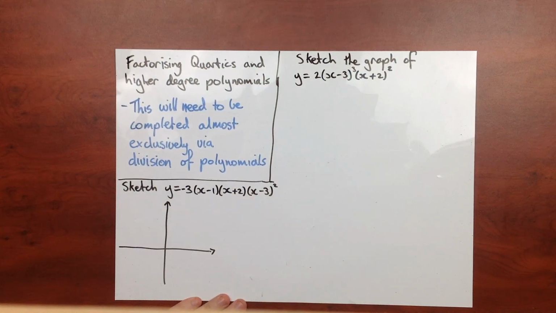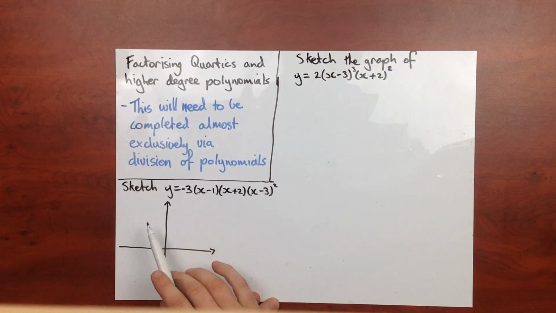So if we look at factorizing quartics and higher degree polynomials, there's no real point doing an example on this because it will need to be completed almost exclusively via division of polynomials, which you can check out in another one of my videos on how to go through that process. What we're going to have a look at now though is doing a couple of sketches.